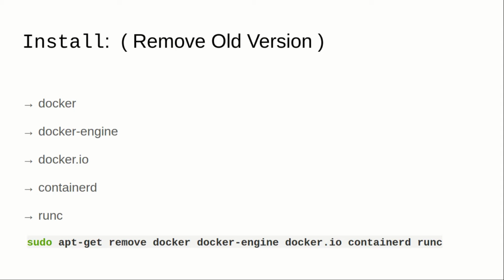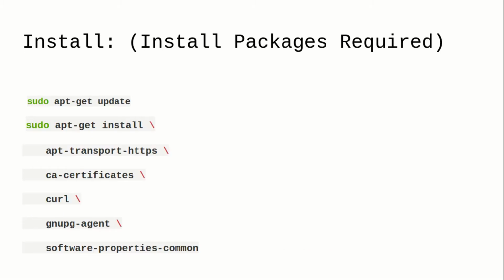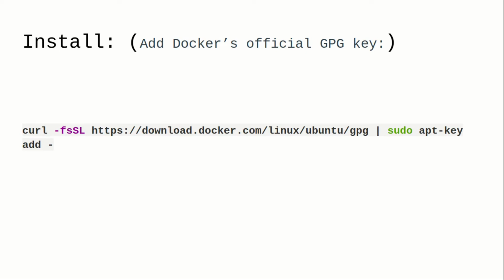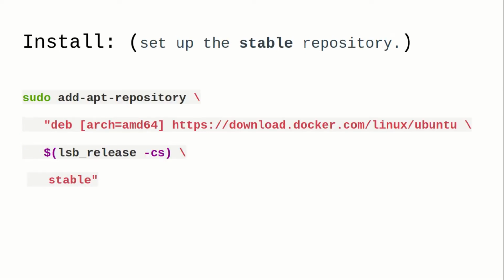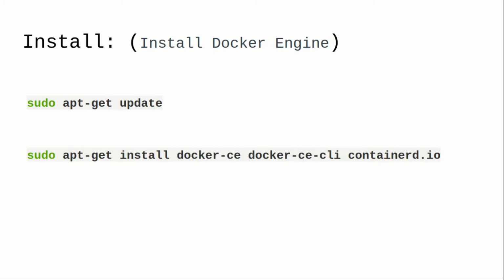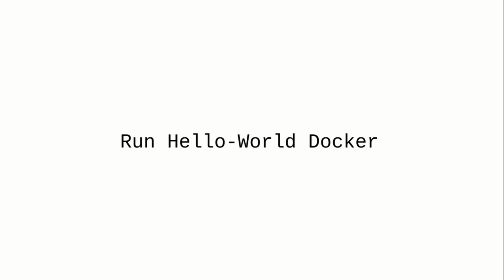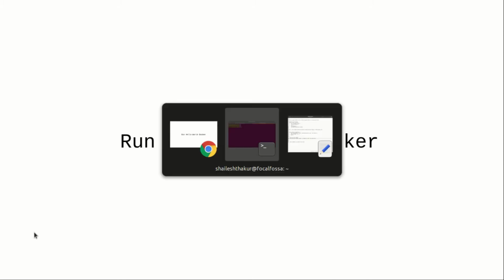First, we are going to remove the old version of Docker. We do it with apt remove, and after that we install prerequisite packages: apt-transport-https, ca-certificates, curl, gnupg-agent, and then we install a GPG key. After that, we set up our stable repository with apt-add-repository, then we update and install it. After installation, we are going to run hello-world in Docker.